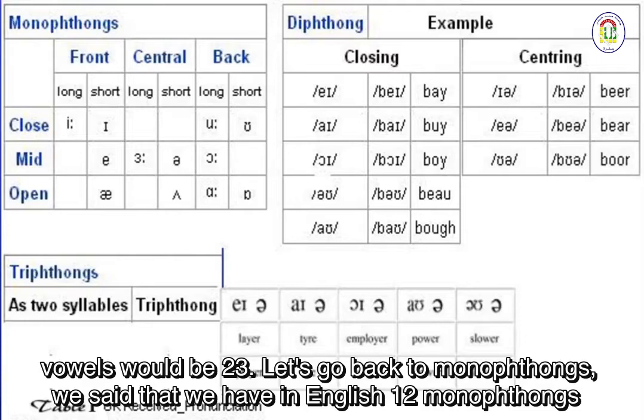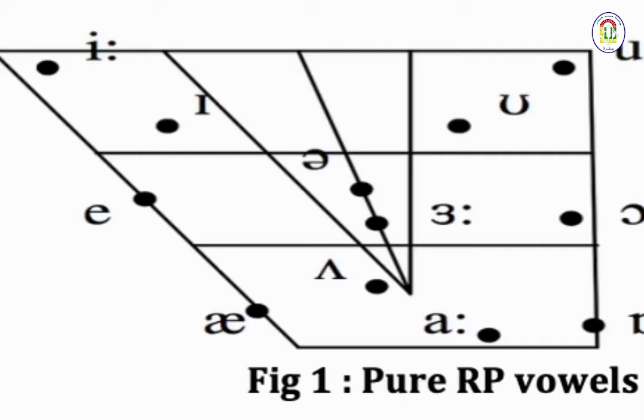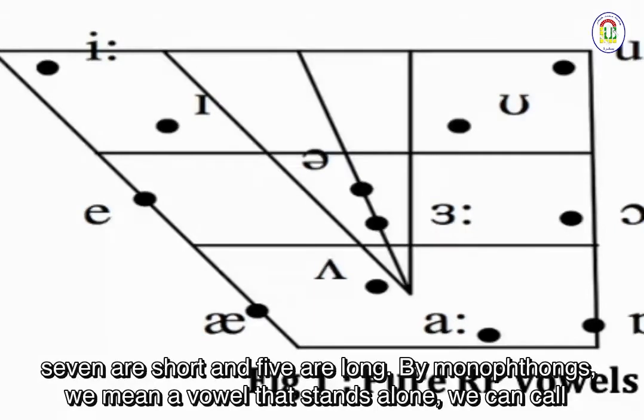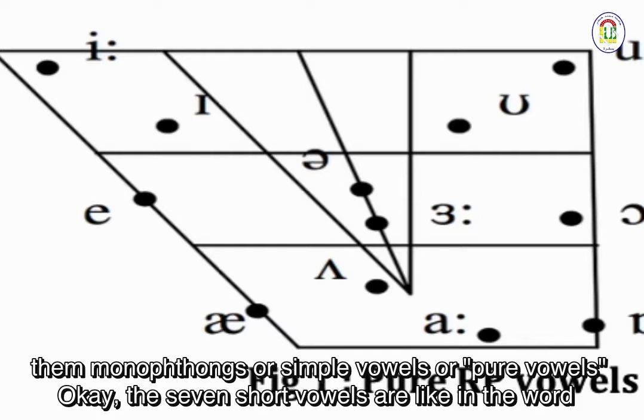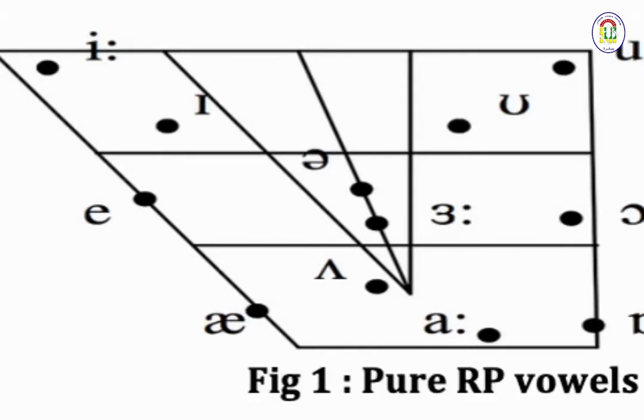Let's go back to monophthongs. We said that we have, in English, 12 monophthongs. 7 are short and 5 are long. By monophthongs we mean a vowel that stands alone. We can call them monophthongs or simple vowels or pure vowels. Okay? The 7 short vowels are I, like in the word hit.